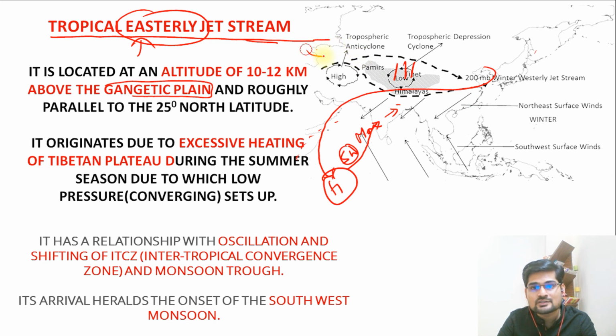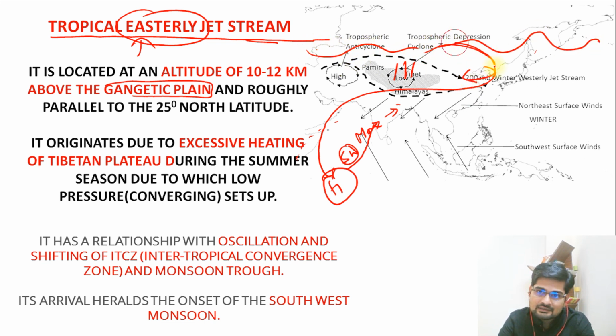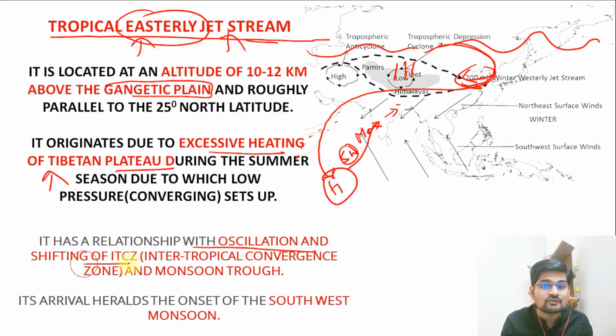The winds come from here, they join the westerlies, they change the direction, right? Westerly is going on, and here is the creation of the tropical easterly jet stream. So it originates due to what now? Excessive heating of the Tibetan plateau. That is the most important reason here, right? And it has a relationship with what? Oscillation and shifting of the ITCZ.